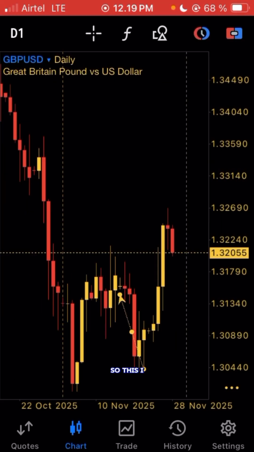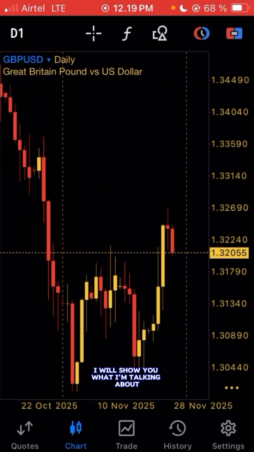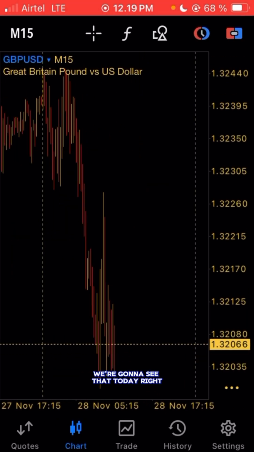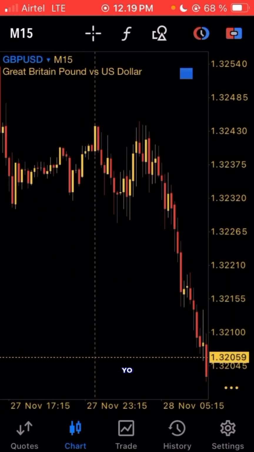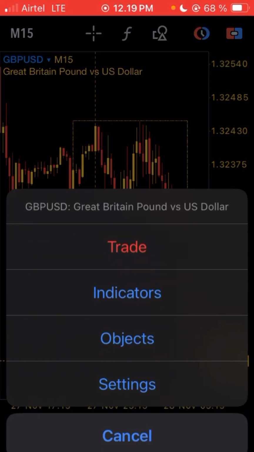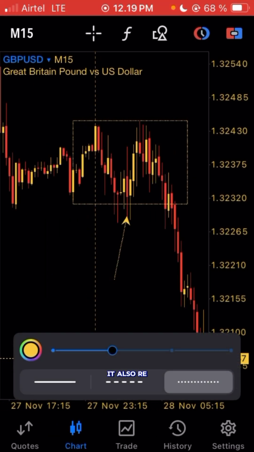So this is 1 week. If we go to the lower time frame, I'll show you what I'm talking about. So let me go to the lower time frame real quick. We're going to see that today. Let's focus on this area. This area is the Asian session. This is what I was talking about. It also reflects on other days as well.